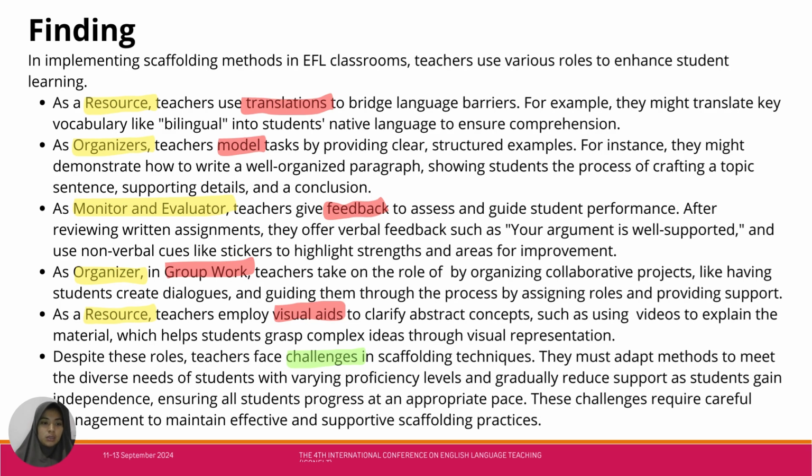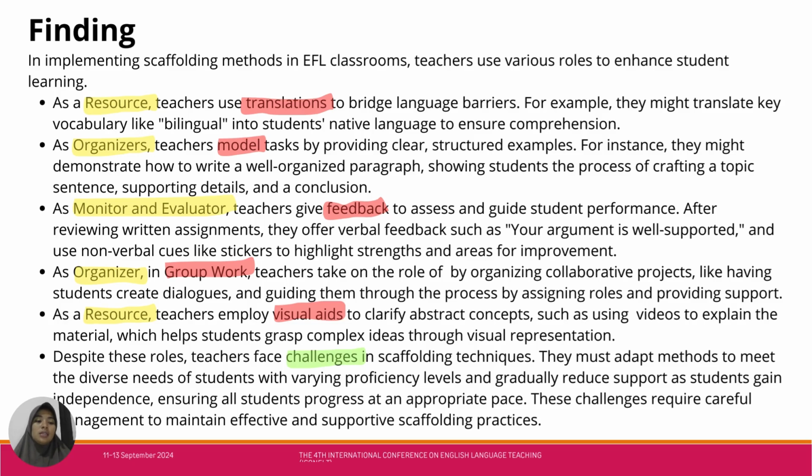Okay, so next, the second is that as organizers, teachers model tasks by providing clear, structured examples. For instance, they might demonstrate how to write a well organized paragraph, showing students the process of drafting a topic sentence, supporting details, and conclusions. And the next is as monitors and evaluators. Teachers give feedback to assess and guide students' performance. After reviewing written assignments, they offer verbal feedback such as "your argument is well supported" and use nonverbal cues like stickers to highlight strengths and areas for improvement.